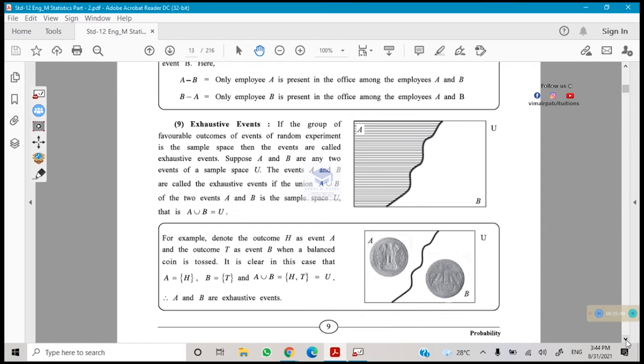Like throwing a dice, event A getting 2, 4, 6, event B getting 1, 3, 5. So A union B is 1, 2, 3, 4, 5, 6, not more than that. So these are called exhaustive events. Collectively they will construct the whole sample space, and individually they are individual events. So if the group of favorable outcomes of events of a random experiment is the sample space, then events A and B are called exhaustive events.